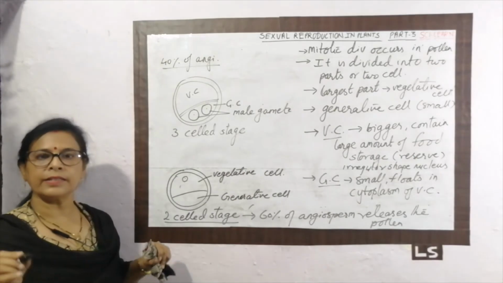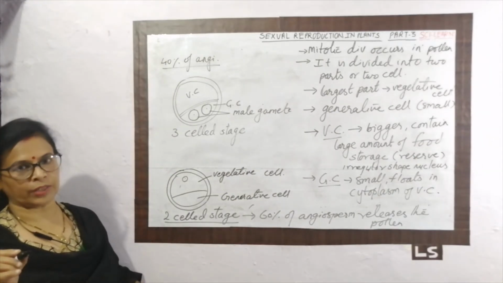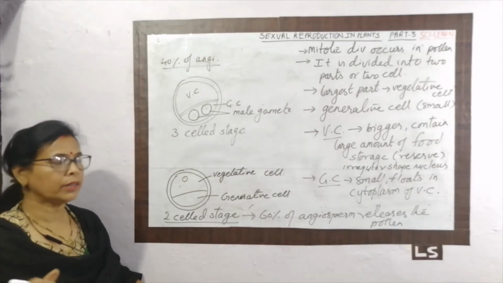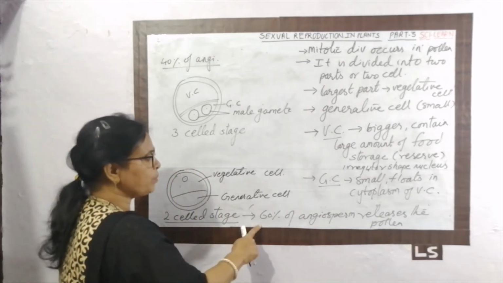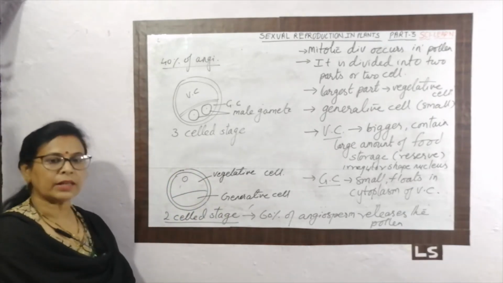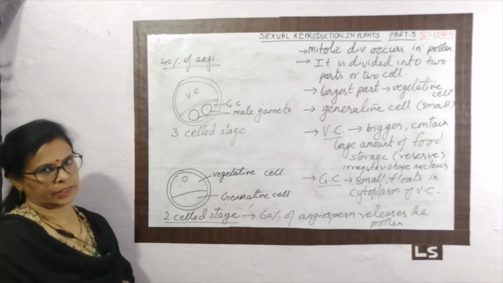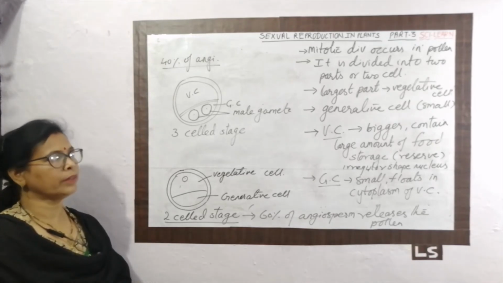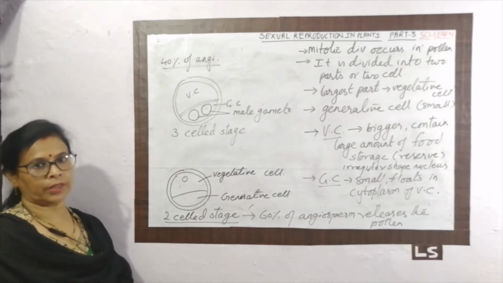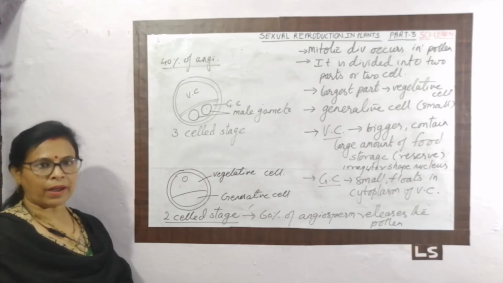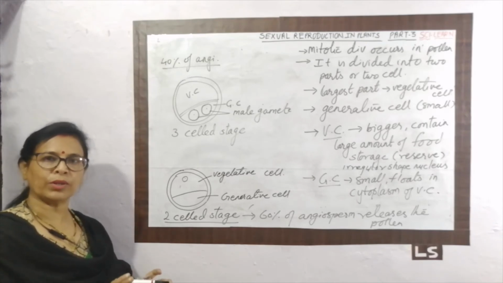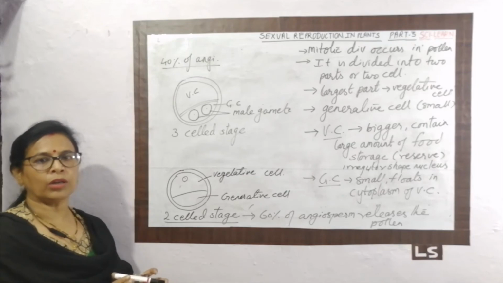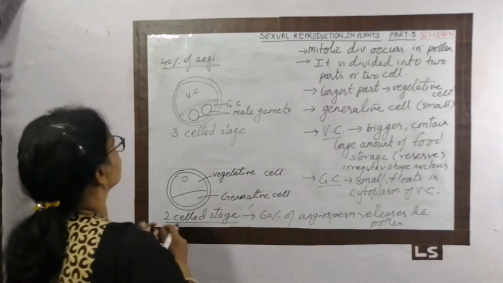Okay, this is the three-cell stage. So 40% of the angiosperms release the pollen in the three-cell stage, and 60% of the angiosperms release the pollen in the two-cell stage. So this is about the pollen grain. Now, one more important thing about the pollen grain. The branch in which we study the pollen grain is called palynology.